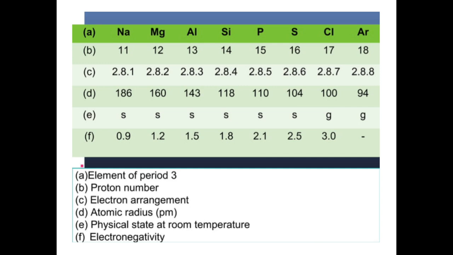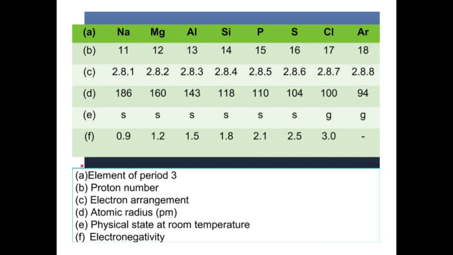And then in terms of value, let's look at the values of the electronegativity. Like we have said, it is increasing across period 3 from left to right. You have 0.9, 1.2 up to 3.0. Of course, argon does not have an electronegativity value because it is an inert gas.